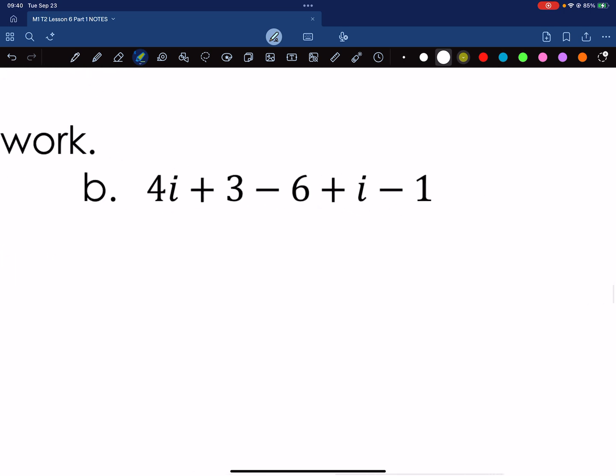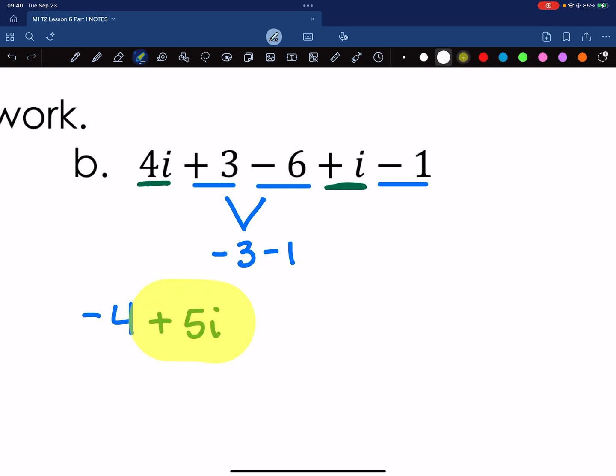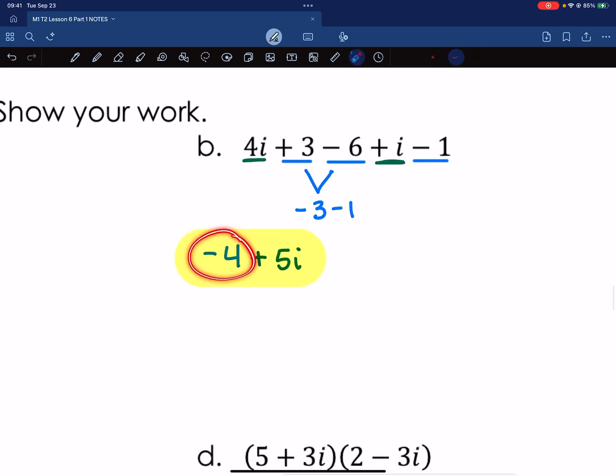Okay, looking at the next one. Again, we're combining our like terms. I'm going to start with our real numbers first, not the imaginary parts. We have 3 minus 6, that turns into a negative 3. Okay, then I have a minus 1. So negative 3 minus 1 is equal to a negative 4. Then I'm going to do my imaginary part. So 4i plus 1i, that gives us a 5i. And that would be simplified. You cannot combine the real part with the imaginary part.